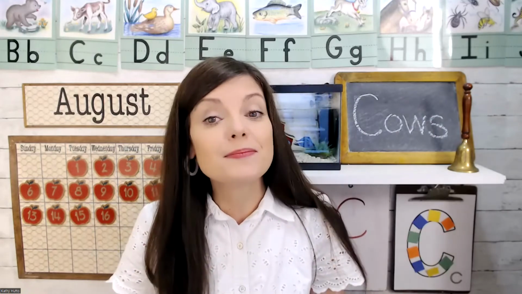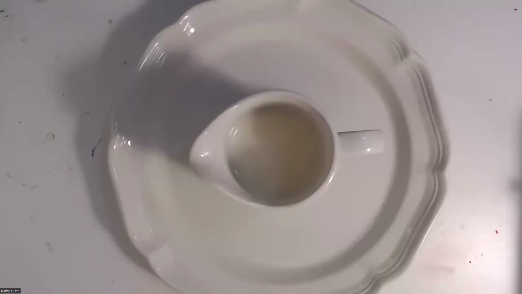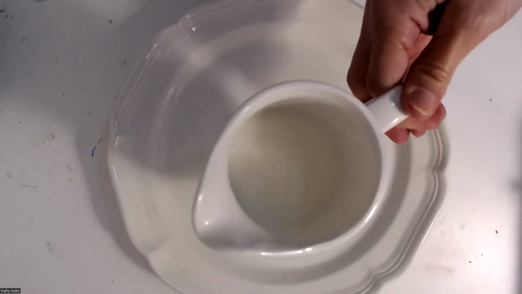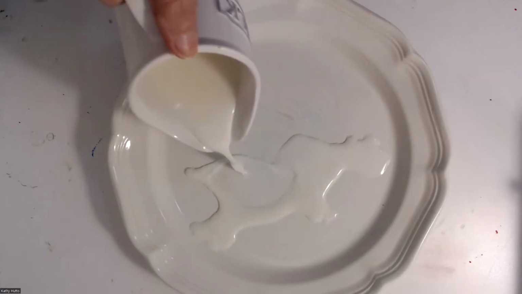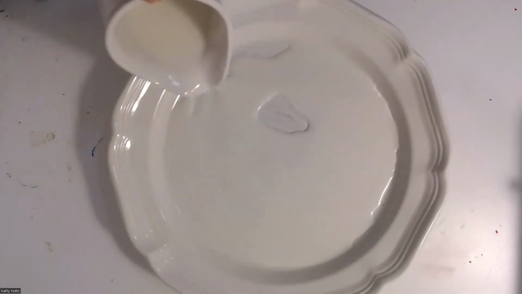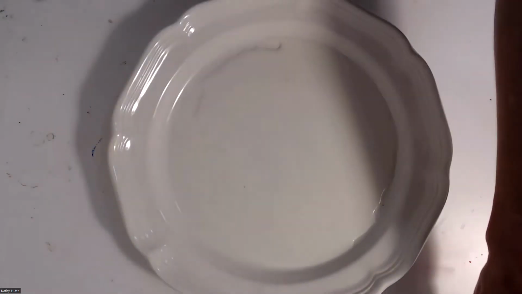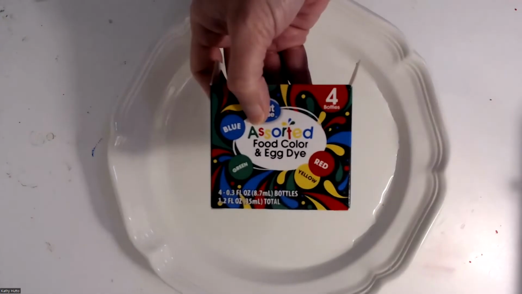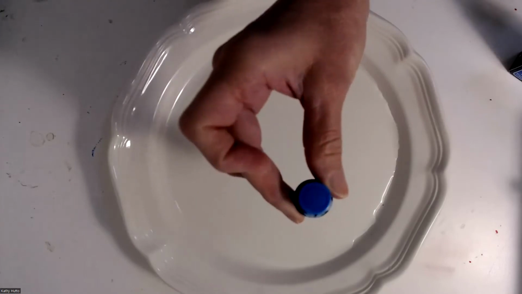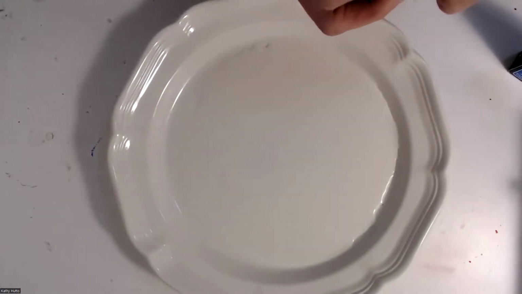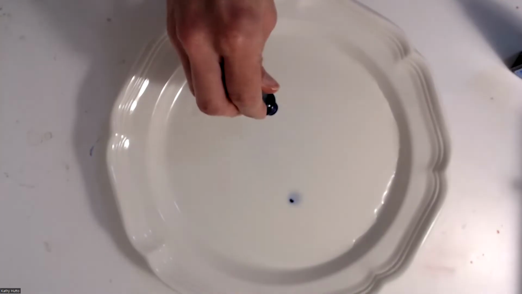Well, cows give us milk, and we're heading over to the science table to do a fun milk magic experiment. Let's go. For science today, I have some milk right here. That even says milk. I'm going to pour it into a plate. Okay. And then I'm going to add some food coloring to the plate. C is for color. There's a letter C right there. What color am I using? What's this color? Blue. So let's put some blue dots on there.